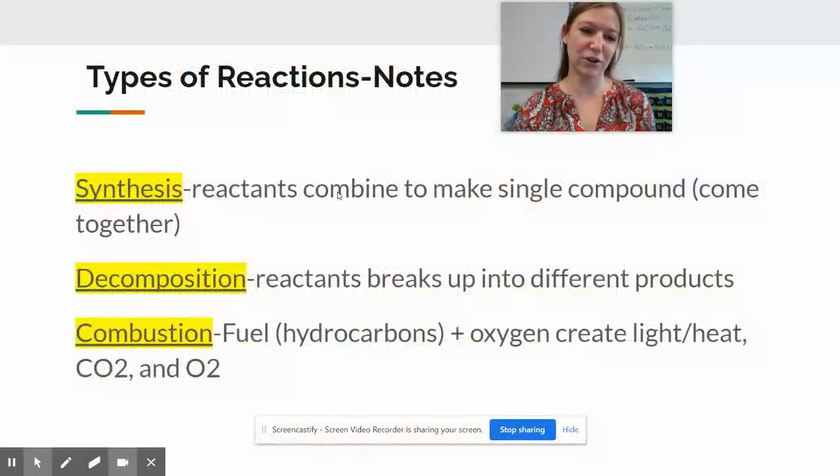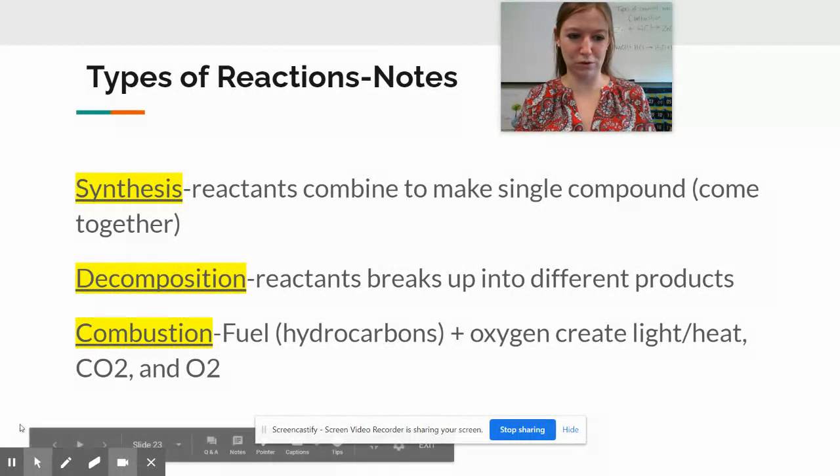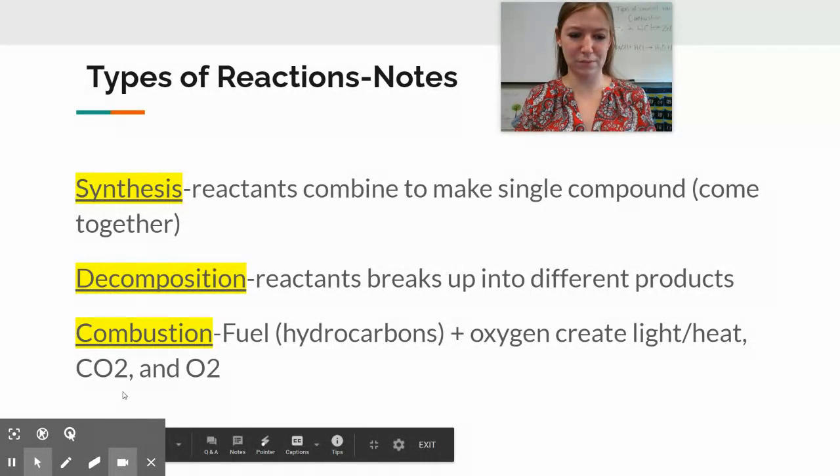All right, so here are your definitions for these things officially. In a synthesis reaction, reactants combine to make a single compound, one thing. In decomposition, reactants break up into different products. Notice that the product of a synthesis reaction, the end result there, might actually be the beginning of a decomposition reaction. So it doesn't necessarily matter that one is one whole thing and the other is different chemicals. So let's just do that. Hide this one. There's too many things.